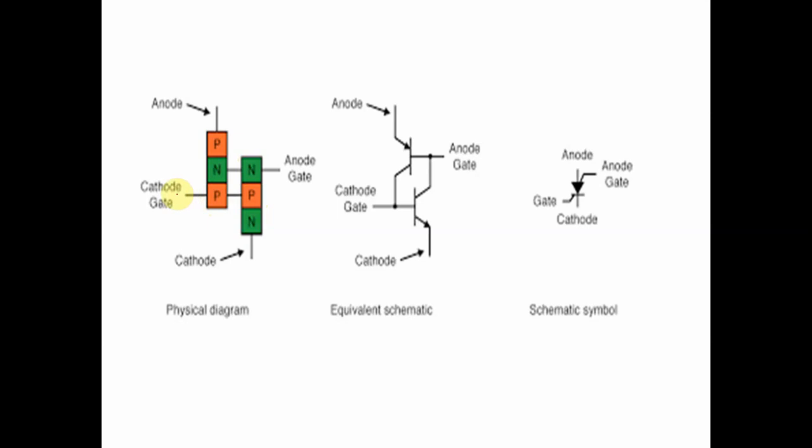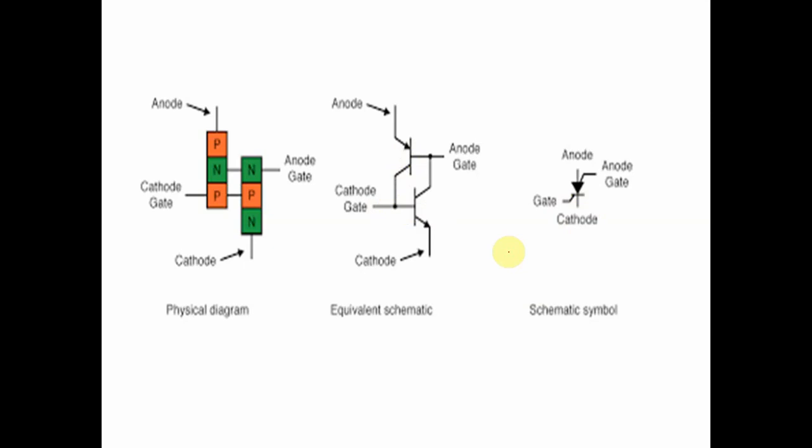Here the cathode gate is present. Here the anode gate is present. This terminal is the anode and this terminal is the cathode. It is similar to the SCR. Now this is the equivalent schematic of transistors. This one is the PNP transistor and this one is the NPN transistor. The NPN transistor collector is connected to the base of the PNP transistor, and the base of the NPN transistor is connected to the collector of the PNP transistor.